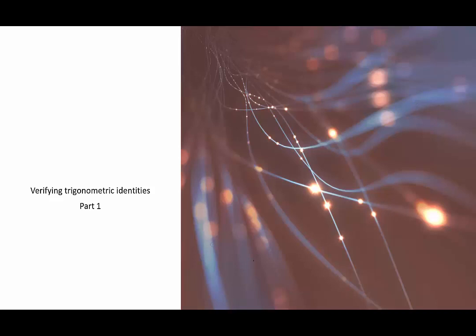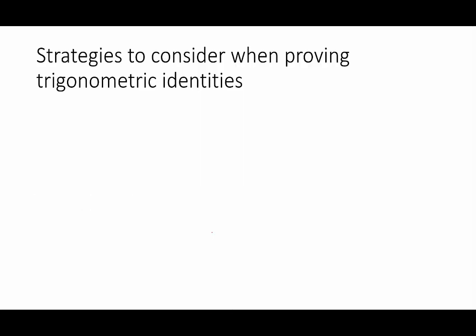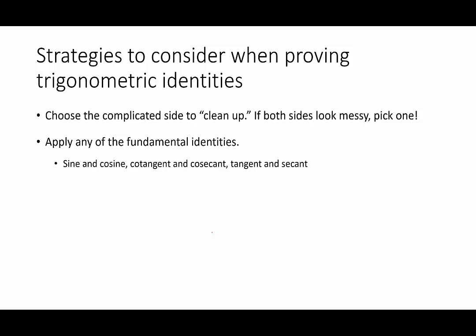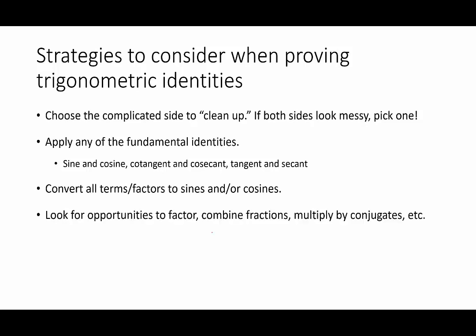All right, let's talk about what we want to do when we're verifying trigonometric identities. Some strategies to consider when proving these identities: choose the complicated side to, quote, clean up. If both sides look messy, pick one, see what happens. Apply any of the fundamental identities. That's sine and cosine, cotangent and cosecant, tangent and secant. Convert all terms, factors to sines and/or cosines. Look for opportunities to factor or combine fractions or multiply by conjugates or who knows. Try something. Dead ends can provide insights too.